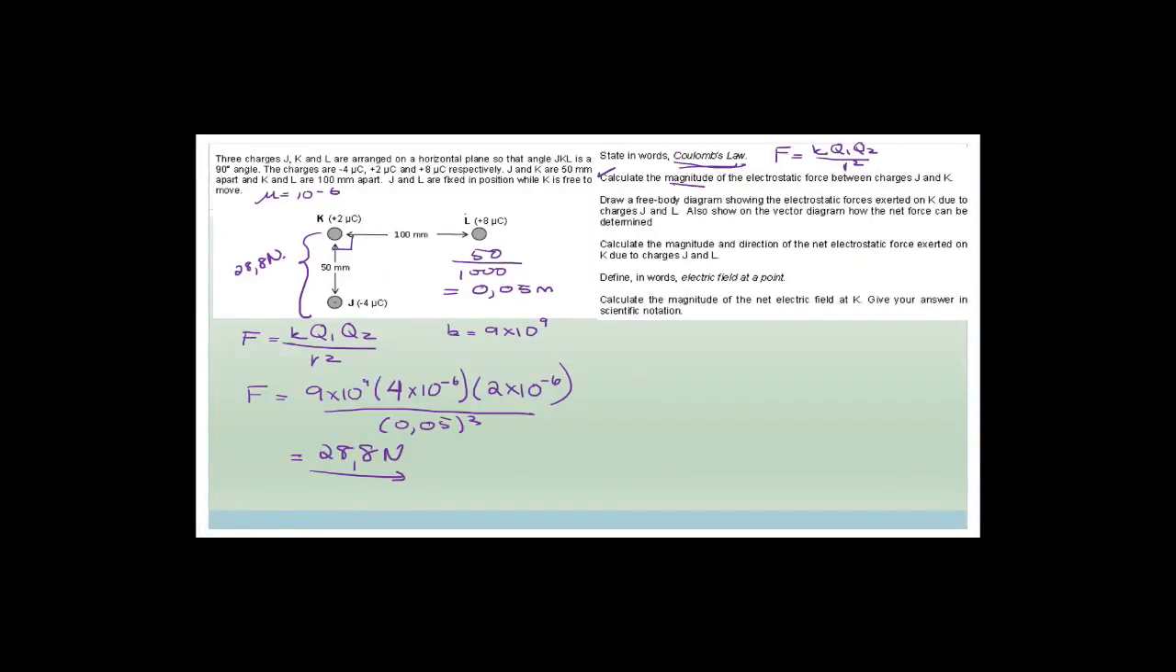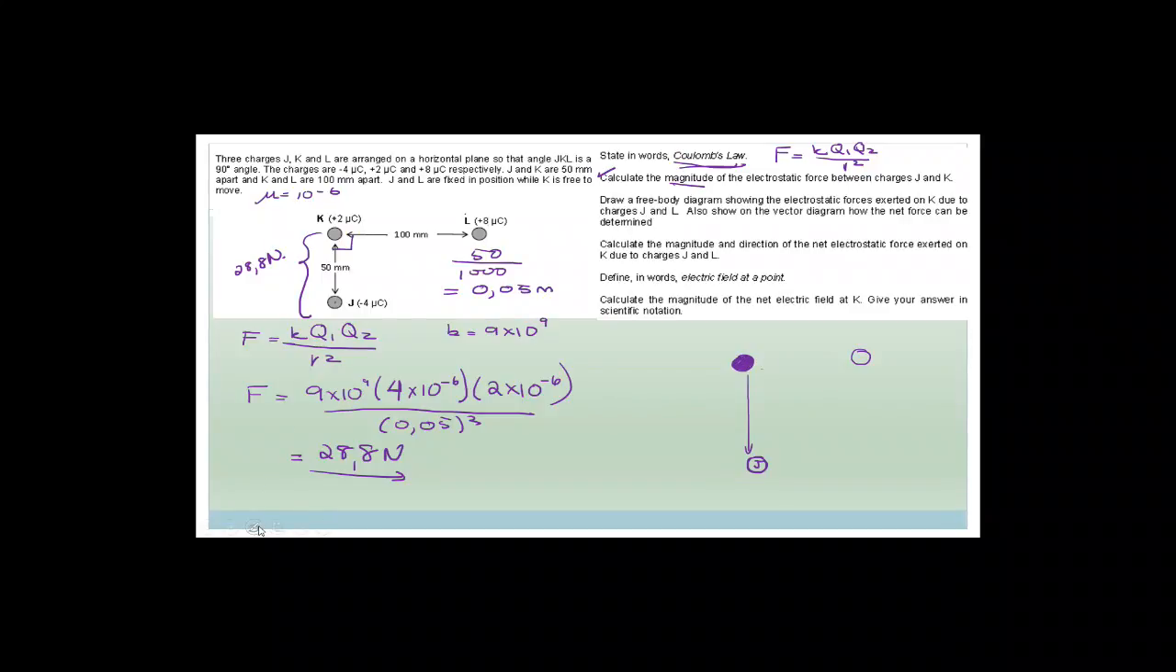Fair enough. Done that. Now it says draw a free body diagram showing the electrostatic force exerted on K due to the charges J and L, but also show on the vector diagram how the net force can be determined. Okay, so do you agree? We want to show the electrostatic forces exerted on K due to charges J. So in other words, here is K, and here is J, and here is L. What you need to realize is that K and J should have attracted forces, so there should be forces of attraction towards J from K.